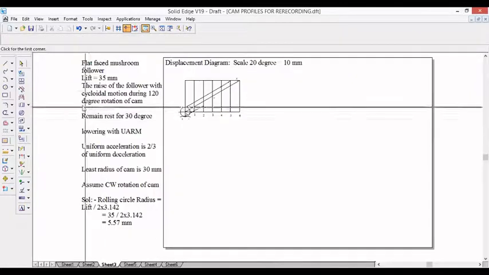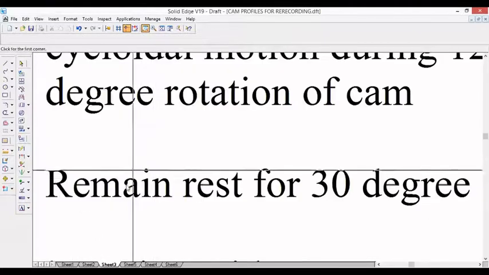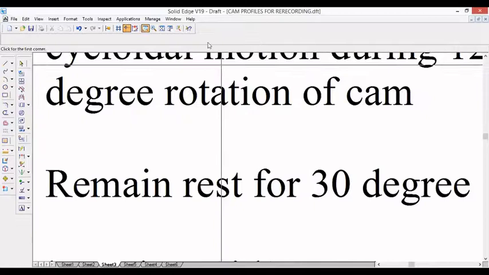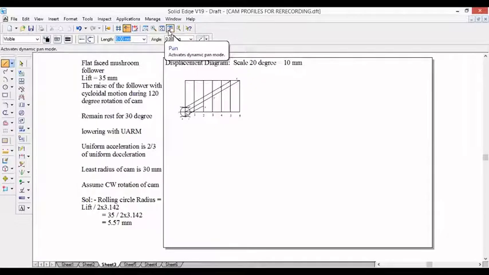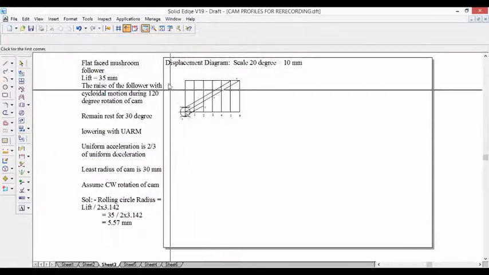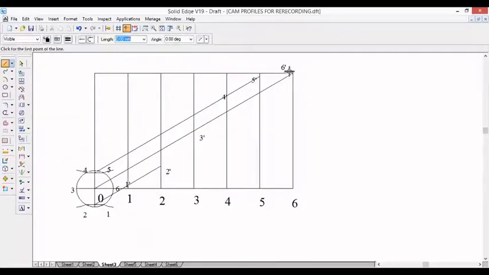Now the next step is remain rest for 30 degree. Remain rest for 30 degree means dwell. So 30 degree, if you convert into scale, 30 by 20, we get 1.5 centimeter. Let us draw a 1.5 centimeter line. That means 15 mm 0 degree and 15 mm 0 degree, and complete this.